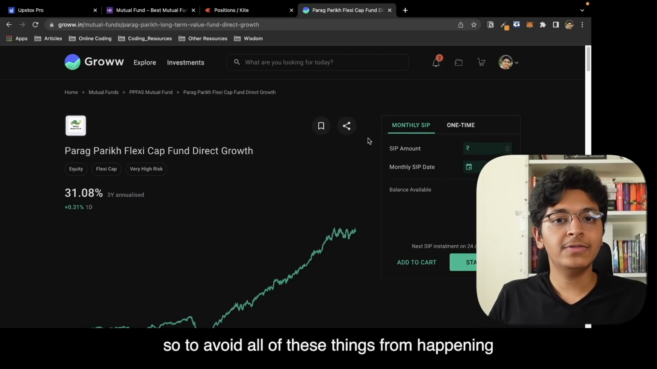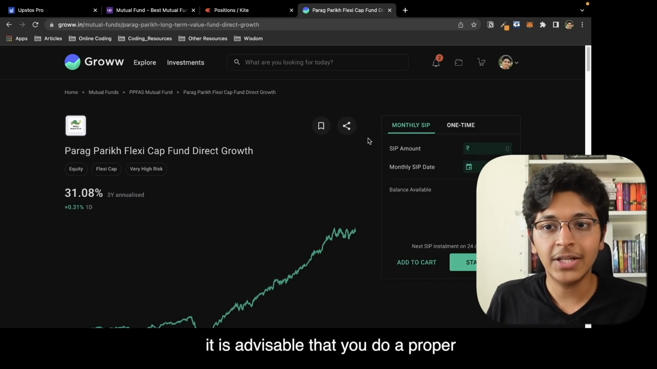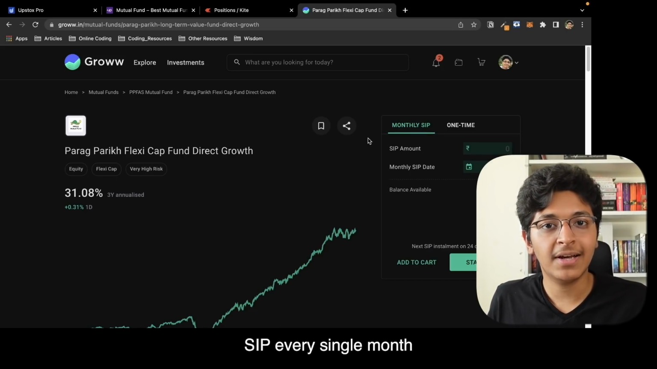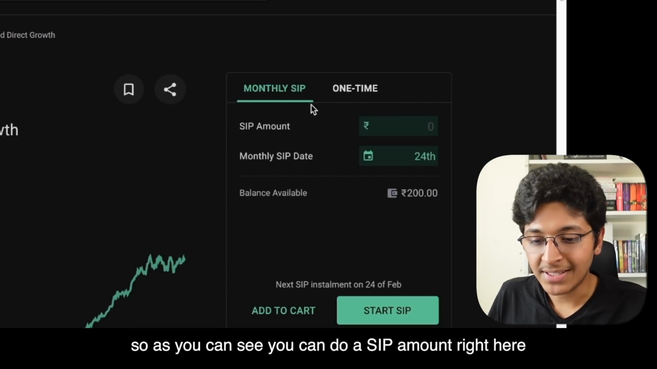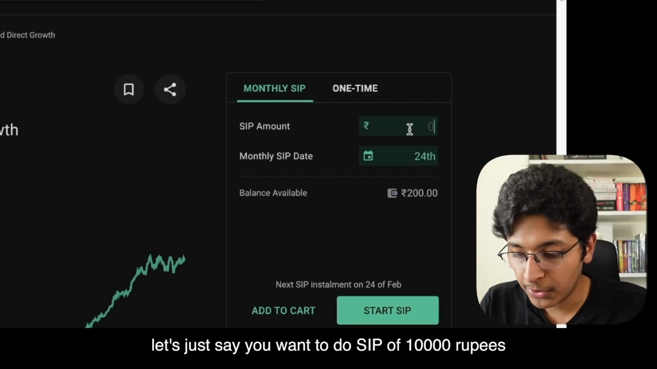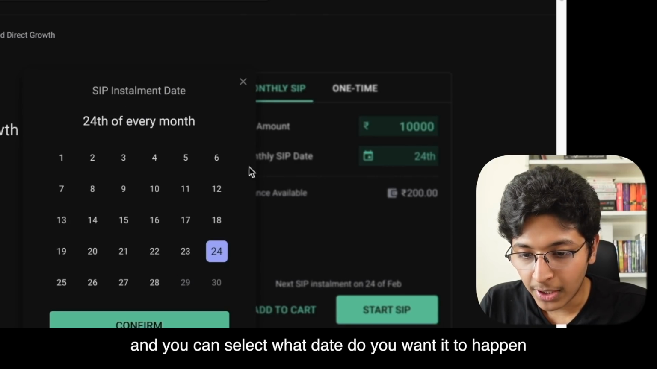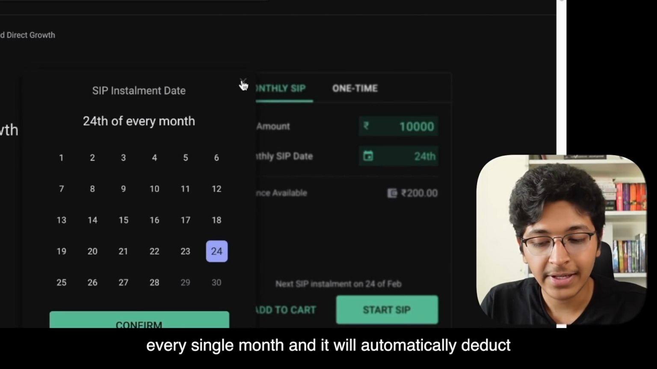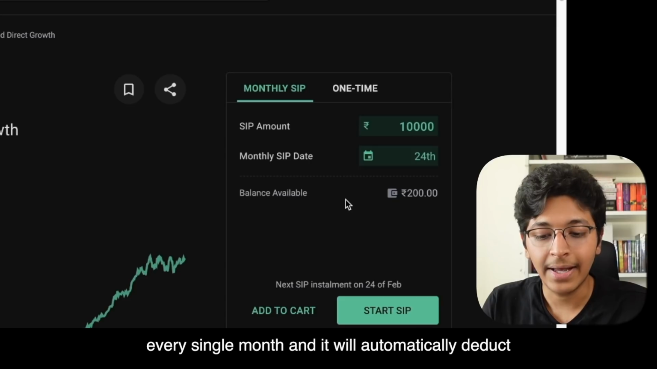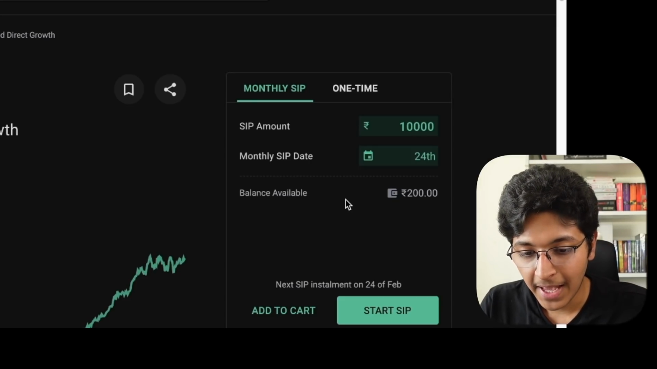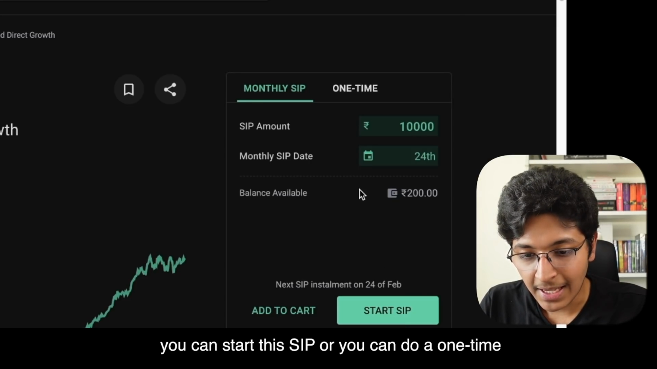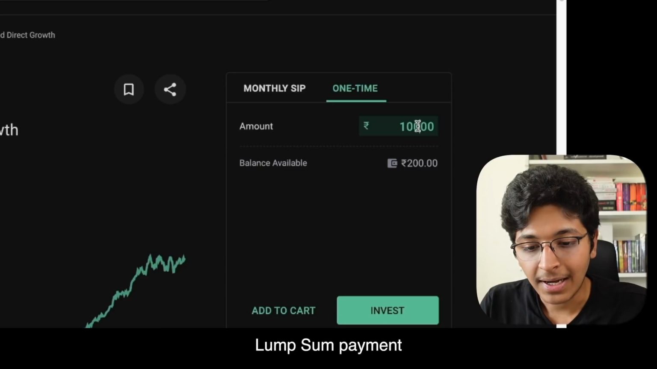So to avoid all of these things from happening, it's advisable that you do a proper SIP every single month. As you can see, you can enter an SIP amount right here. Let's just say that you want to do an SIP of 10,000 rupees, and you can select what date you want it to happen every single month, and it will automatically deduct from your bank account. So that's how that works. You can start this SIP, or you can also do a one-time lump sum payment.